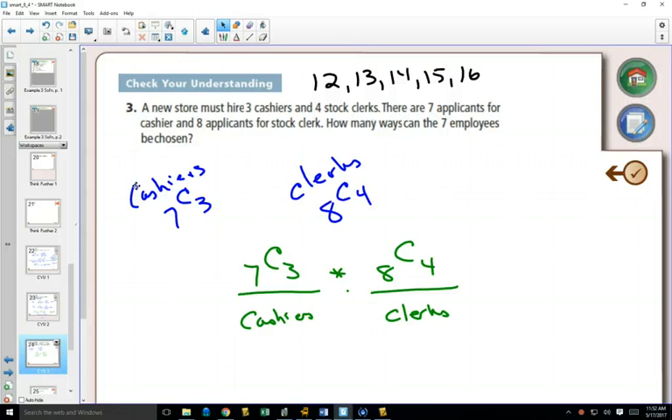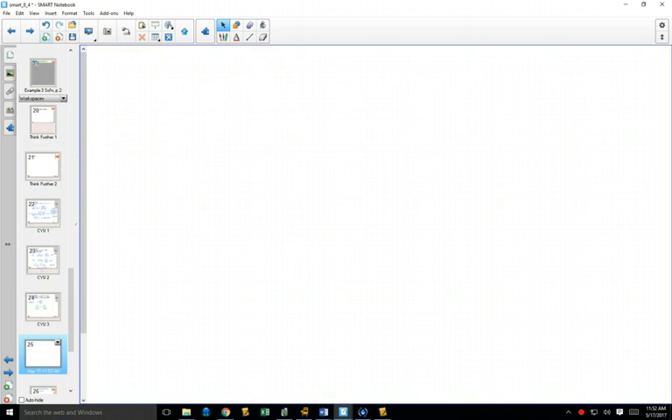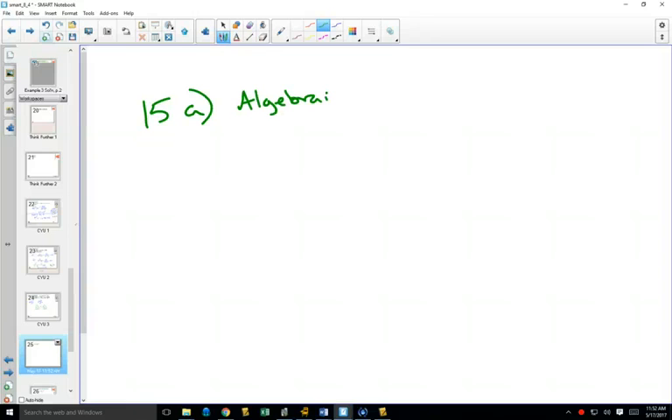12, 13, 14, 15, and 16. We are going to do part of 15 together. 15A, we're going to do 15A algebraically to practice it.